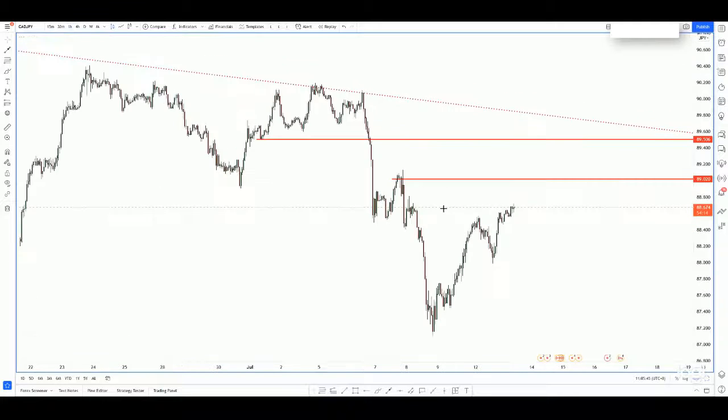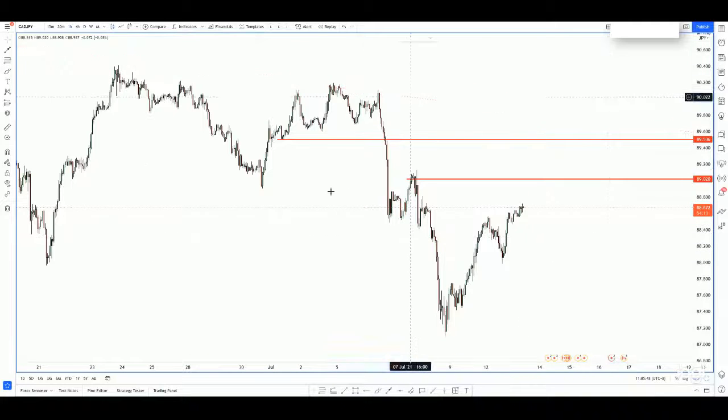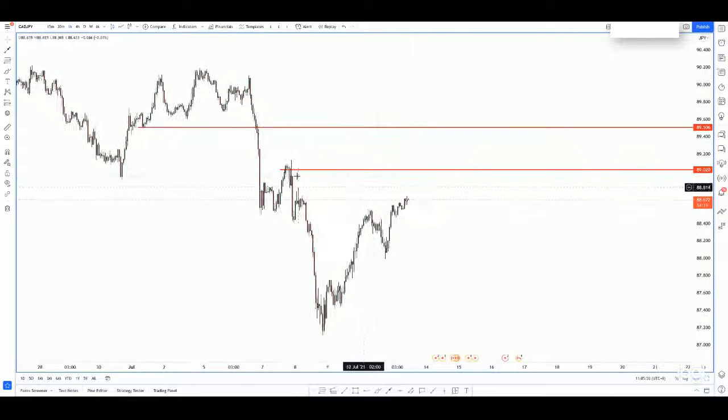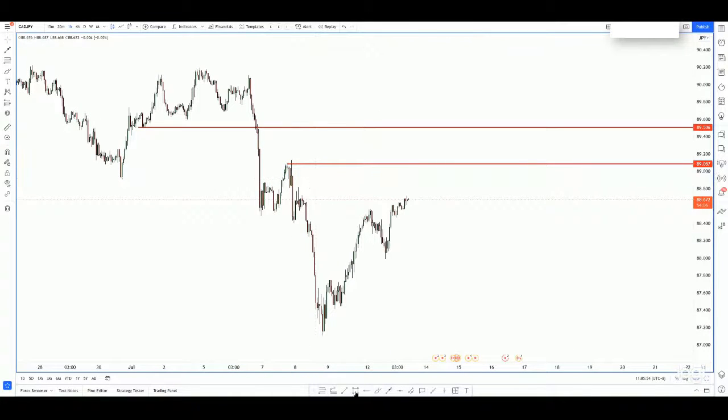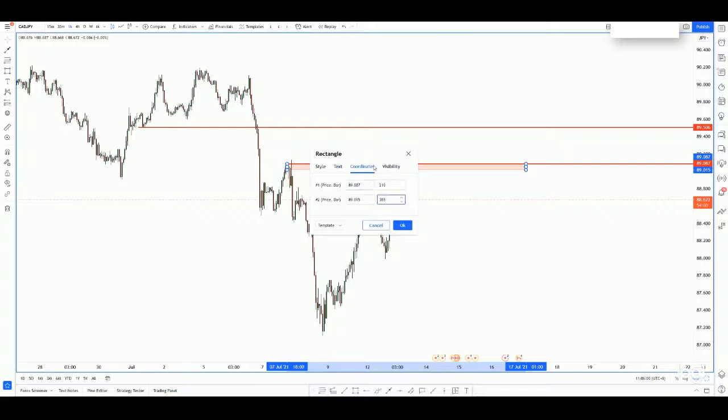Let's go down to the 1 hour. Now let's ignore this trend line. Just remember that these are the levels that we have identified. I'm just going to back it up a bit, and then draw a box around here to show that this really is a resistance level that we can be looking at.